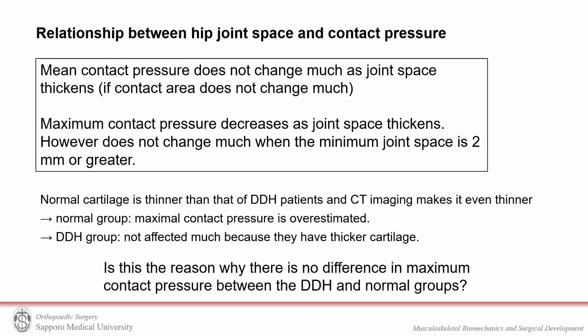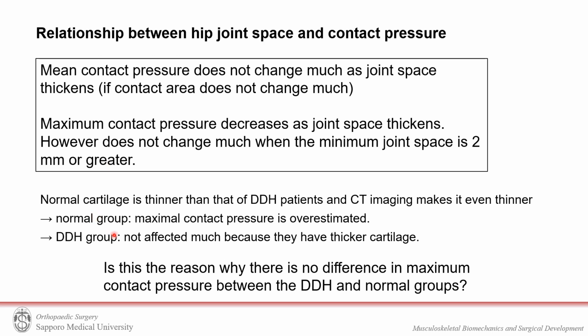Relationship between hip joint space and contact pressure. Mean contact pressure does not change much as joint space thickens, if contact area does not change much, while maximum contact pressure decreases as joint space thickens. However, it does not change much when the joint space is 2 mm or greater.